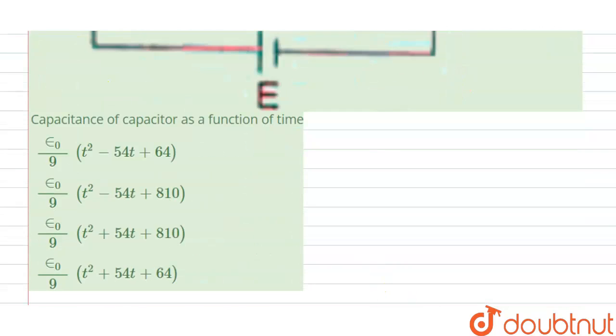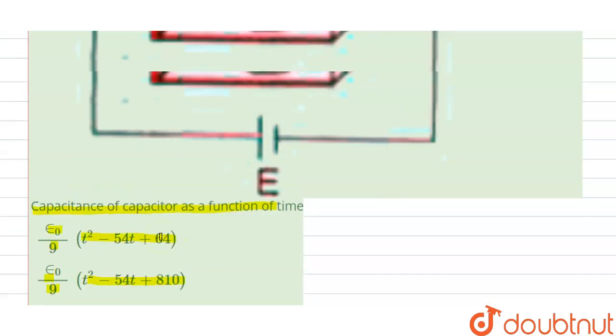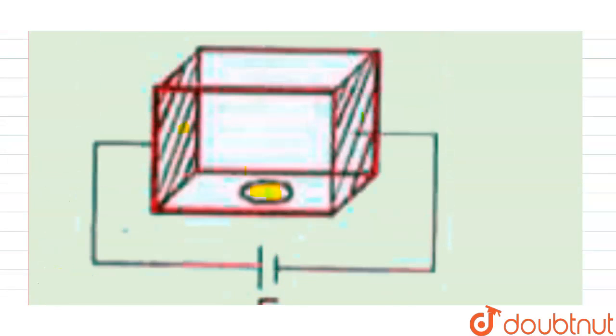In this question we have to find the capacitance of the capacitor as a function of time, and different options are given: epsilon by 9 into t square minus 54 t plus 64, epsilon by 9 into t square minus 54 t plus 810, epsilon by 9 into t square plus 54 t plus 810, and epsilon divided by 9 into t square plus 54 t plus 64, right?